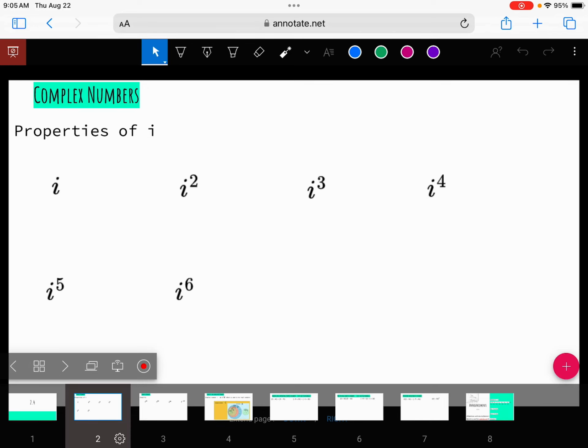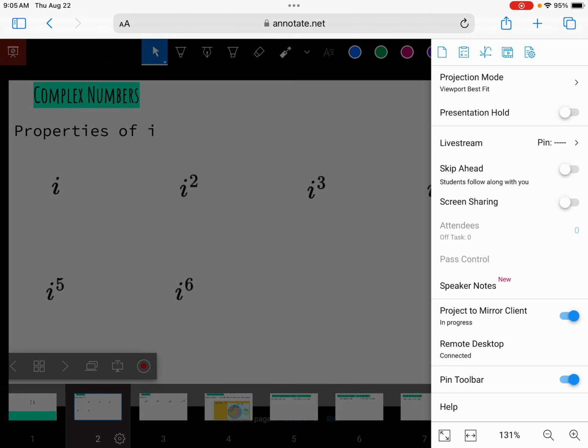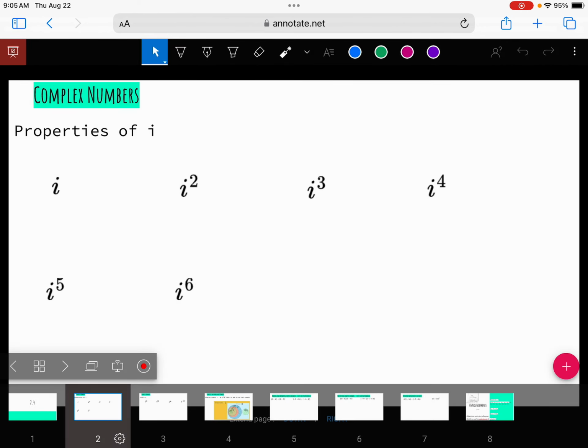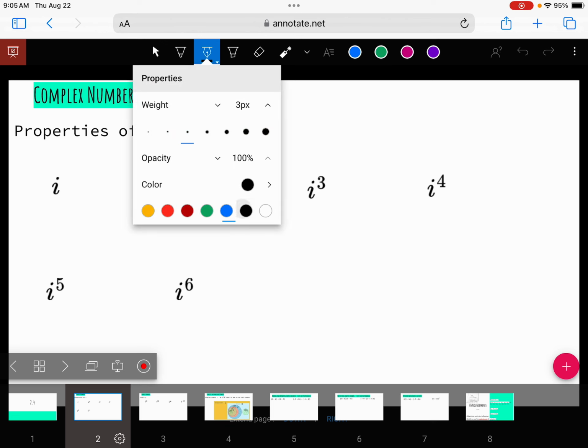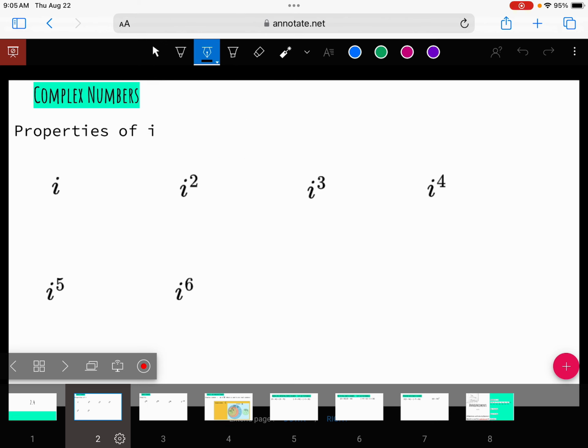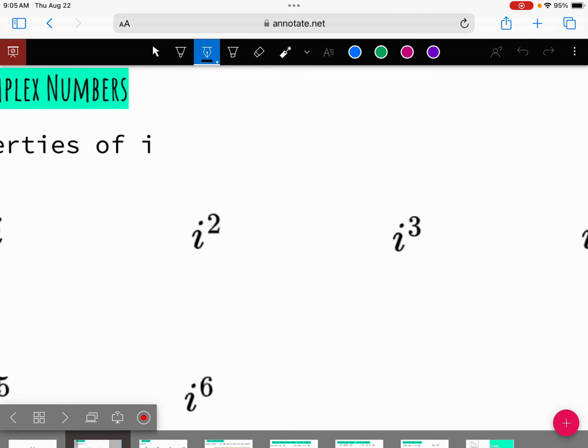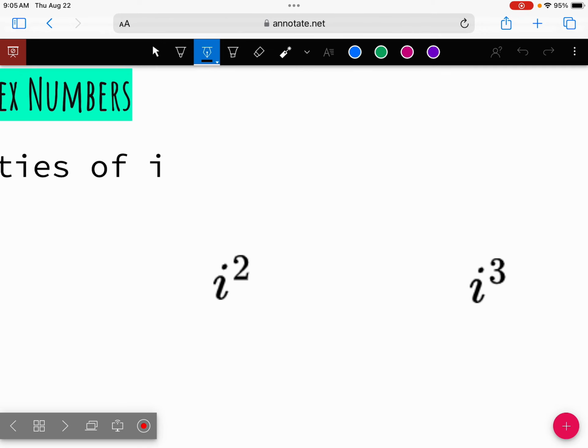Today, you guys have seen i before. Who remembers what i actually stands for? Not quite -1. Square root of -1. It is the only way that we can actually figure out answers that have radicals of negative numbers, even radicals of negative numbers. So i is the square root of -1.